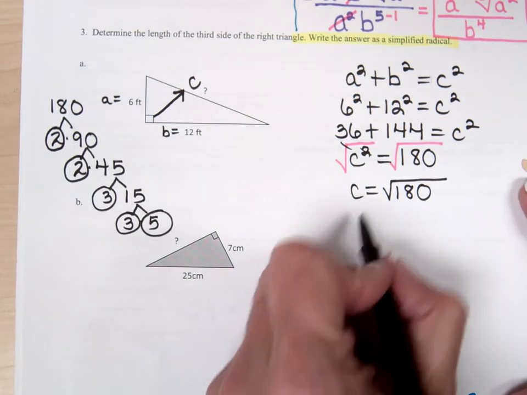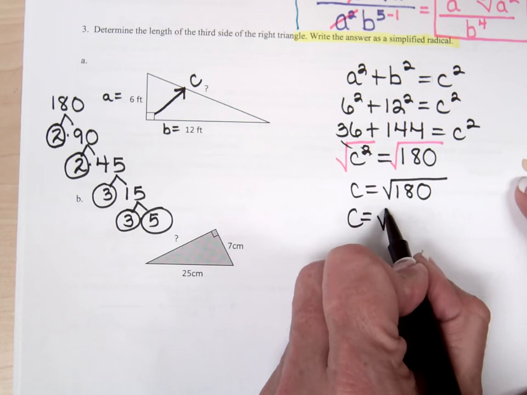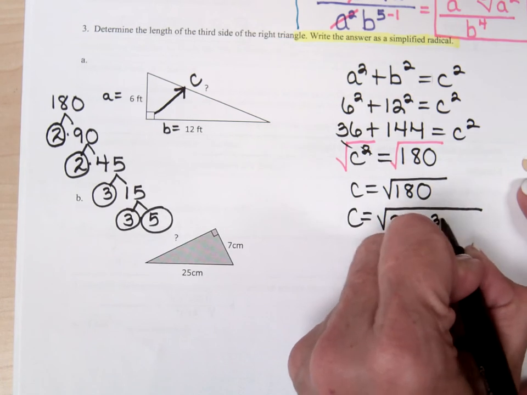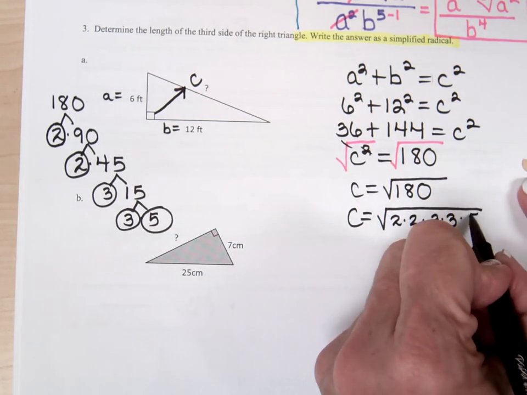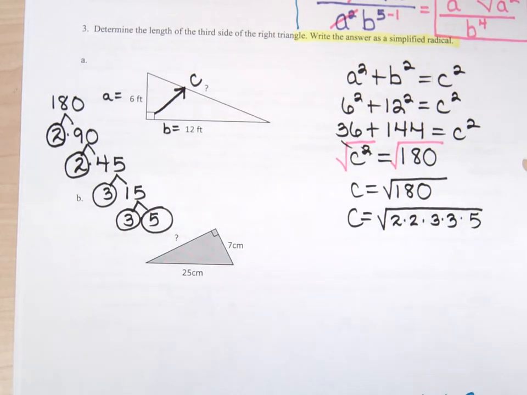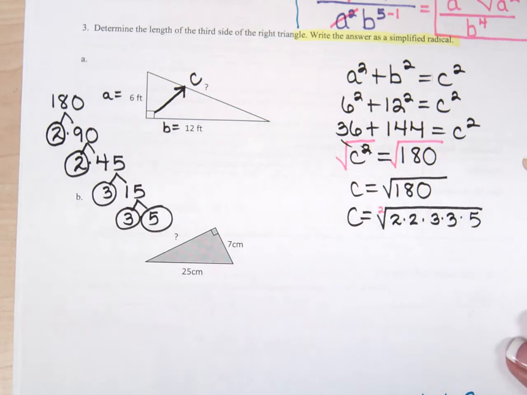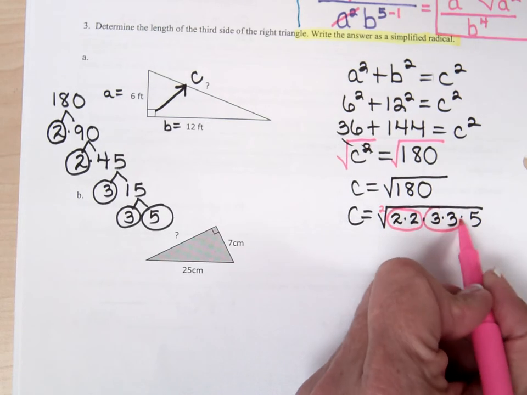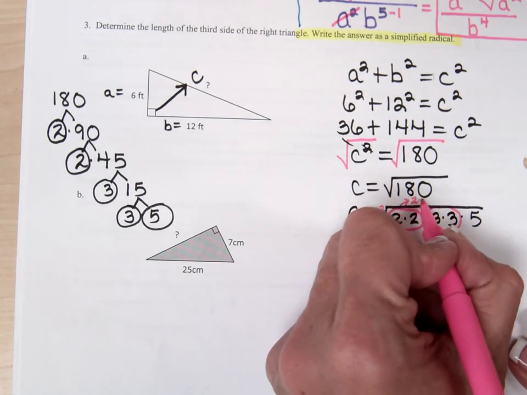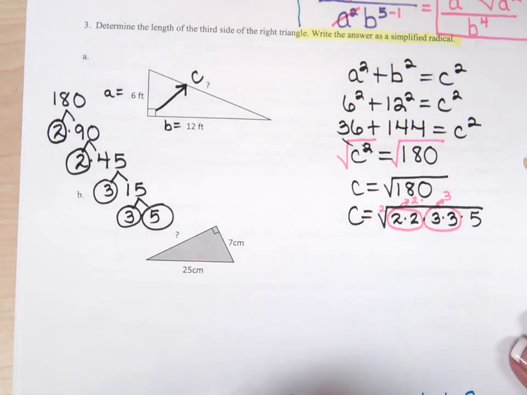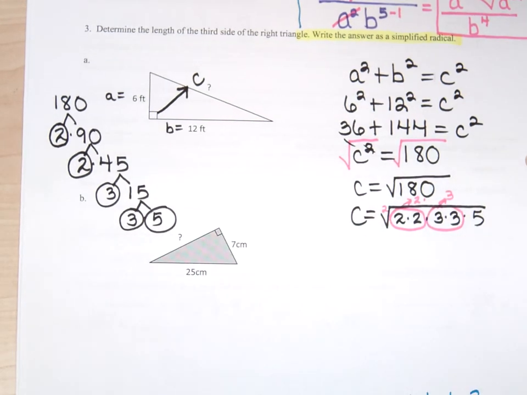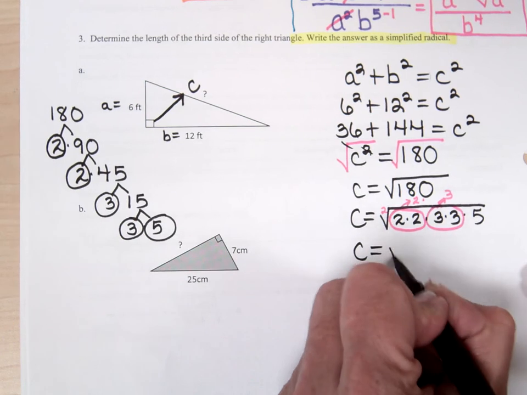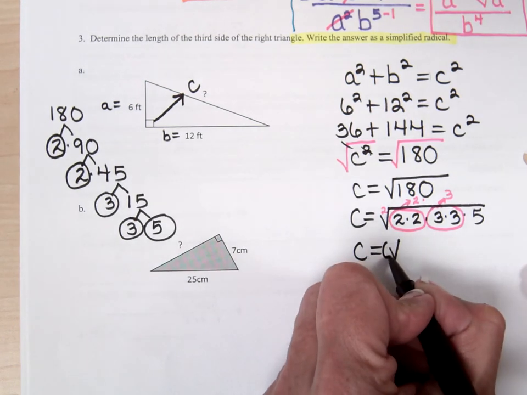So here we go. C equals 2 2s, 2 3s, and a 5. And look what my index is. Remember how we learned this is an imaginary 2, so that means I need to circle groups of 2. 2 2s, 2 3s, so those 2 2s come out as a 2, those 2 3s come out as a 3, and not enough to get out of jail. So what's my answer? 2 times 3, 6 radical 5.